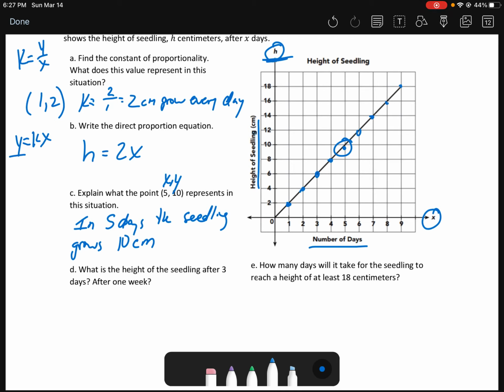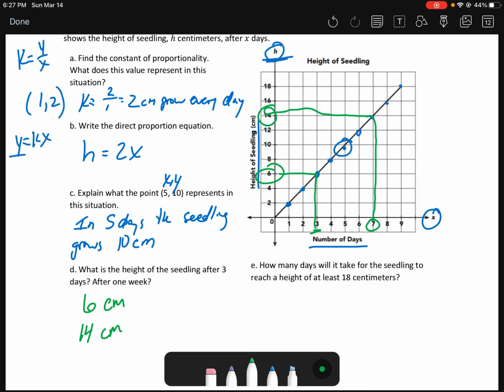And then finally, the last two questions down below. What is the height of the seedling after 3 days? I can go ahead and look on my graph. 3 days is right here. Where does it meet the line? At 6 centimeters. After 1 week, what is the height? So 1 week is 7 days, so I'll go over to 7, go up to where it meets my line, which is right here. My answer is 14 centimeters.